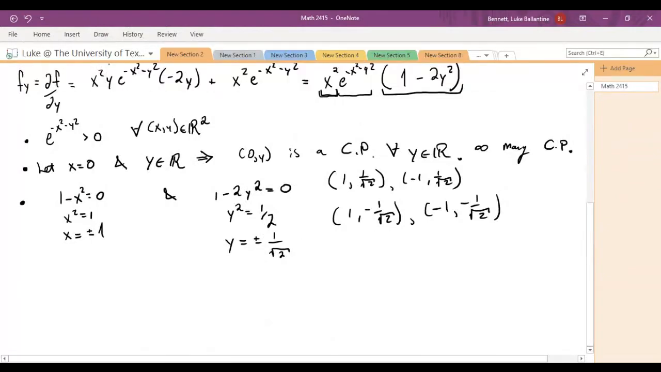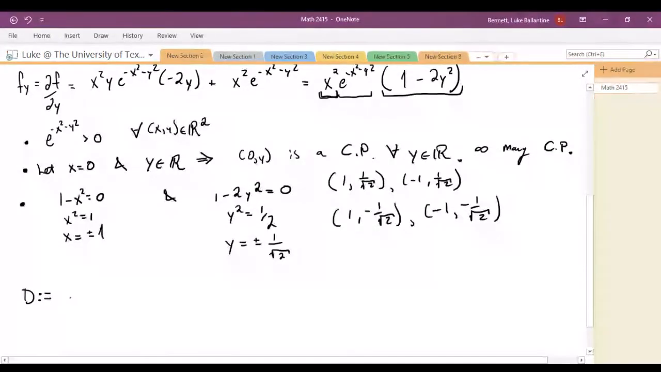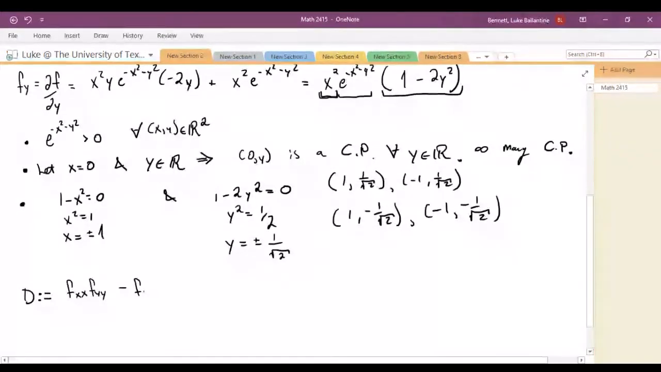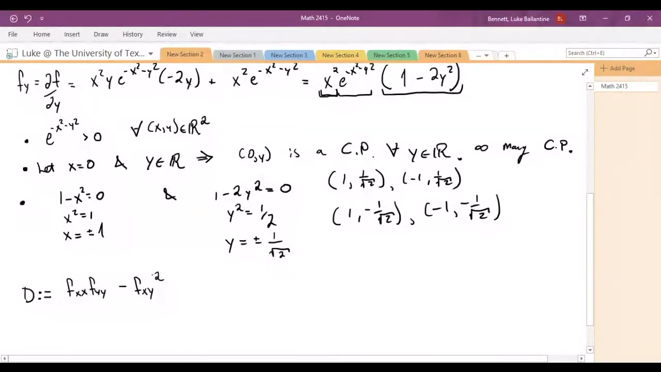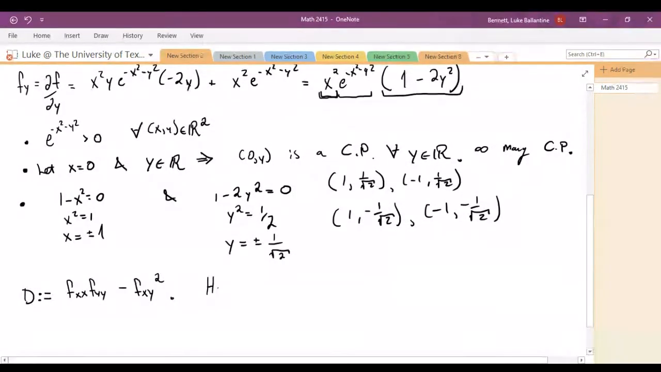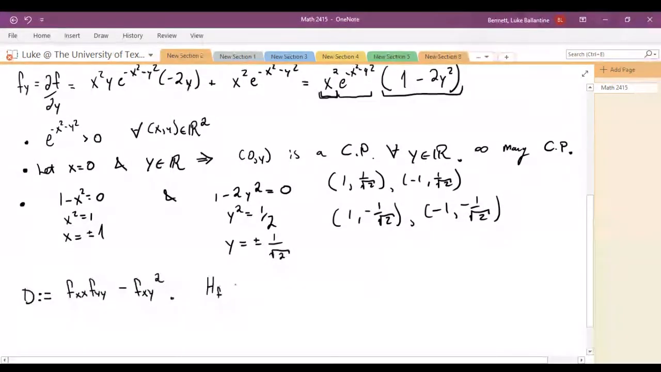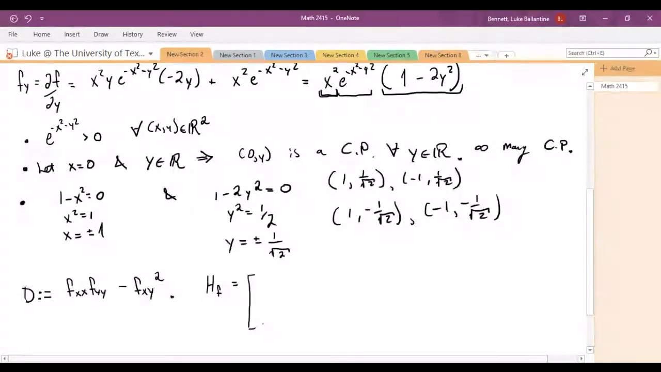Let's recall what the discriminant even is. So we say D is defined to be f sub xx, f sub yy minus f sub xy squared. And this really comes from the determinant of the Hessian matrix. So let's call that H sub f, at some point x comma y, would be the matrix of second partial derivatives.